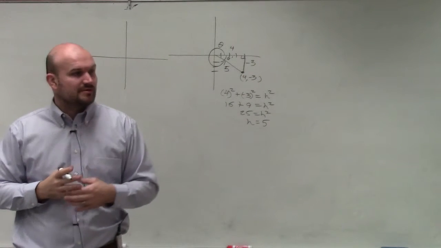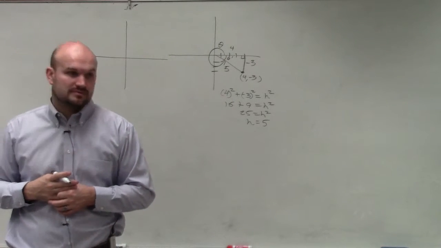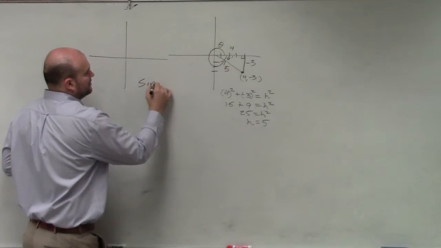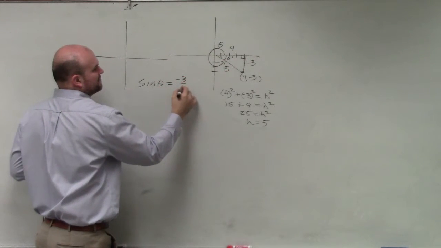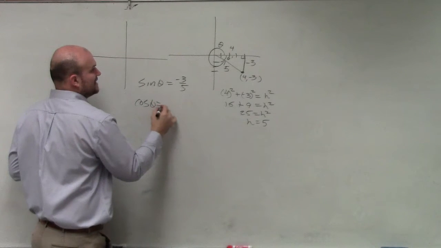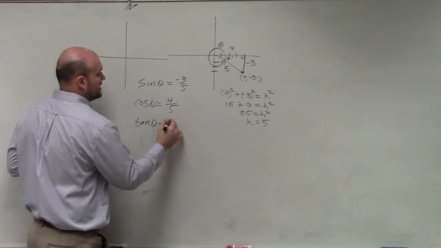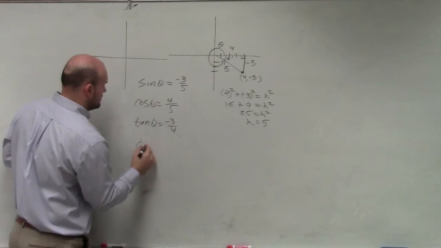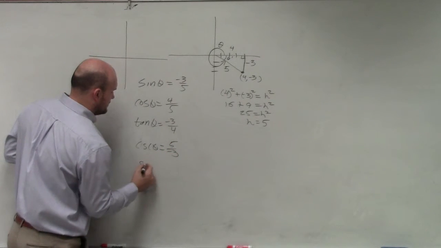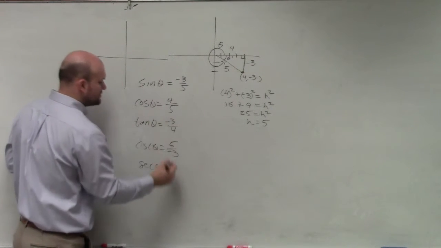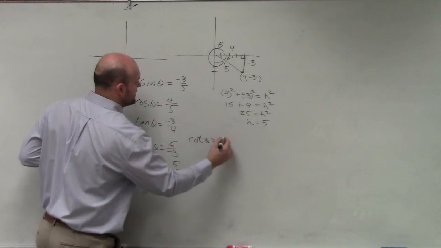Now, is it very simple for me to go ahead and find the sine, cosine, and tangent? Cosecant, secant? Yeah, it's not too bad, right? Sine of theta, remember, is opposite over hypotenuse. So that's -3 over 5. Cosine of theta is adjacent over hypotenuse. Tangent of theta is opposite over adjacent. Cosecant of theta is the reciprocal. So that's 5 over -3. Secant of theta is the reciprocal of that. So that's 5 over 4. And the cotangent of theta is -4 over 3.